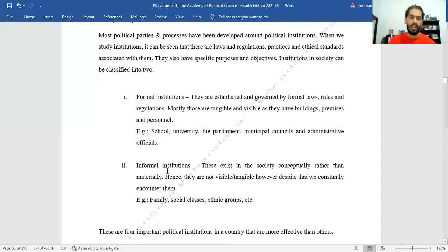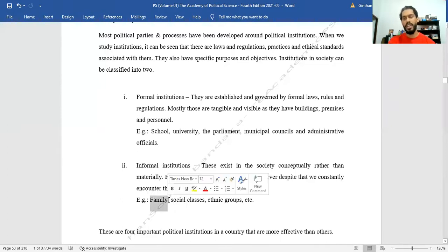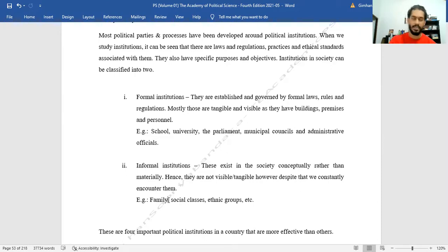Okay, then you have informal institutions, right? These exist in society conceptually, rather than materially. They exist in our heads. We don't really see those, right? And these are not visible or tangible. However, despite that, we constantly encounter them. See, family, right? Of course, you all have a house. That's different. But the family doesn't have a headquarters. You don't have an official decision maker. Of course, the father makes a decision, mother makes a decision sometimes. That's different. But if you take social classes, ethnic groups, right?